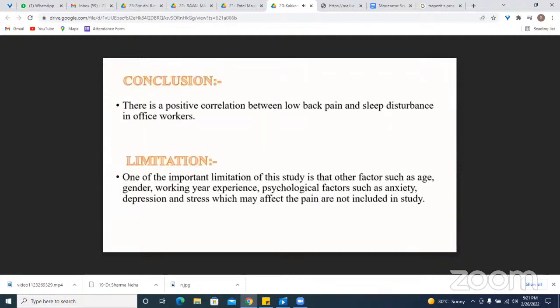The conclusion of the study is there is a positive correlation between low back pain and sleep disturbance in office workers. One of the most important limitations of my study is that other factors such as age, gender, working year experience, and psychological factors such as anxiety, depression and stress, which may affect the pain, are not included in the study.